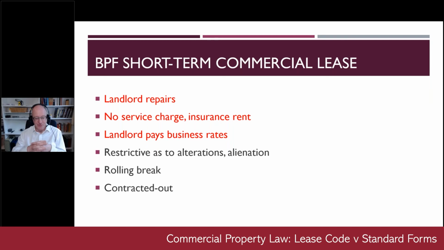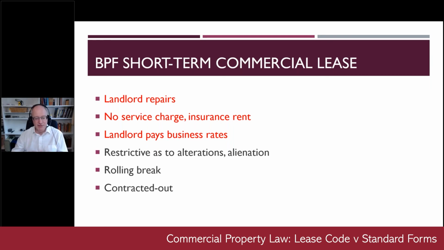You wouldn't expect it. The document is restrictive in relation to alterations. It has an absolute prohibition of all alterations of any sort, including signage. So that is totally contrary to the lease code. It's also very restrictive as to dealings with the property. No assignment, no subletting, no other dealing, the only exception being group sharing. Now, because it's a short-term lease, that's actually not contrary to any provision of the lease code.